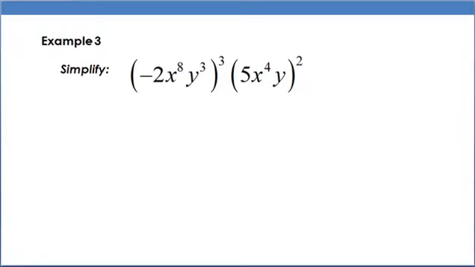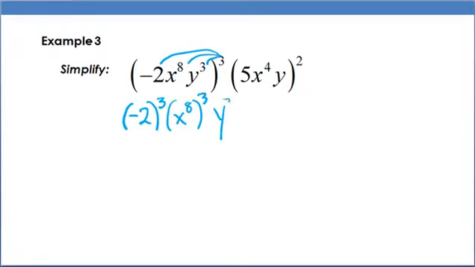So when we look at it, we're going to have to simplify each set of parentheses separately and then work with the whole problem. So we'll just concentrate on the first one, a product to a power. The 3 will apply to each piece inside. And so we'll have a negative 2 to the third power, x to the 8th to the third power, and y cubed to the third power.